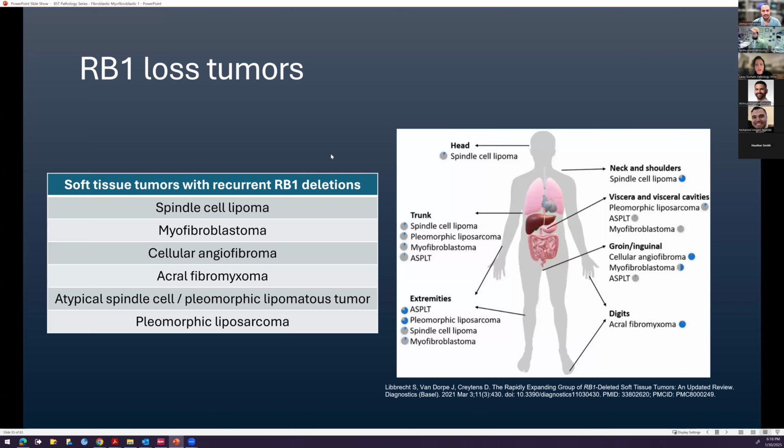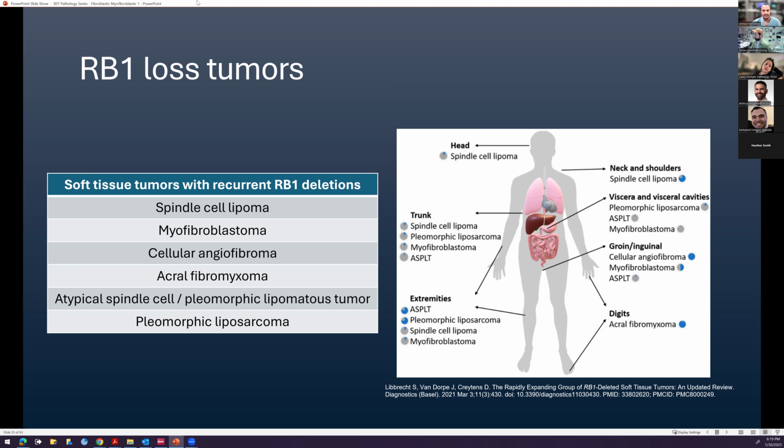All right, here we go. So here's your summary slide on RB1, right? RB1 is kind of interesting. This is an expanding subset of tumors that are RB1 lost. So we talked about spindle cell lipomas in that first lecture. Myofibroblastomas, cellular angiofibromas, we think of these almost like a spectrum because they have overlapping features, although they're distinct tumors. The other things that can be RB1 lost are pleomorphic liposarcomas or atypical spindle cell / pleomorphic lipomatous tumor, which refer back to that lipomatous lecture for that.